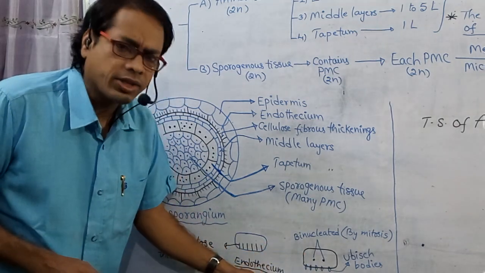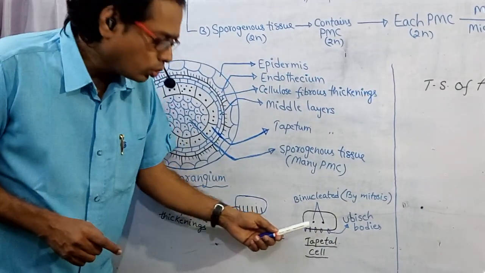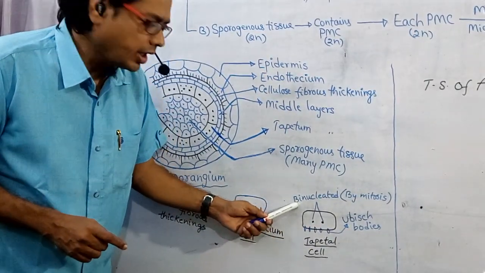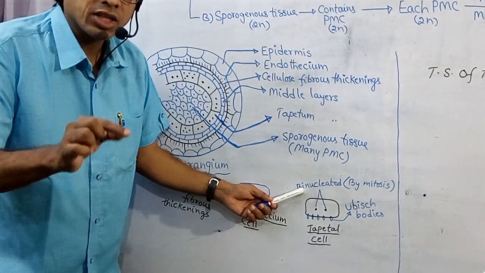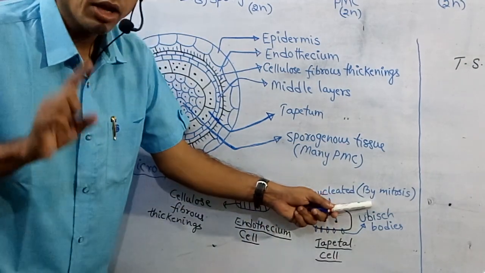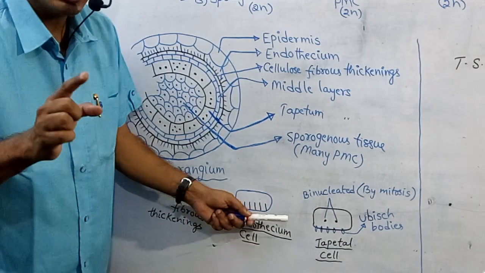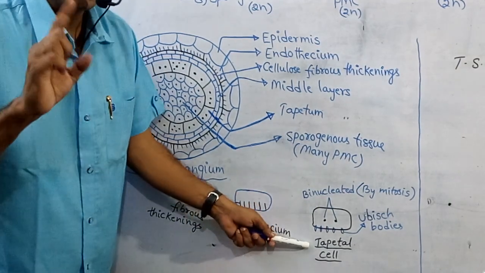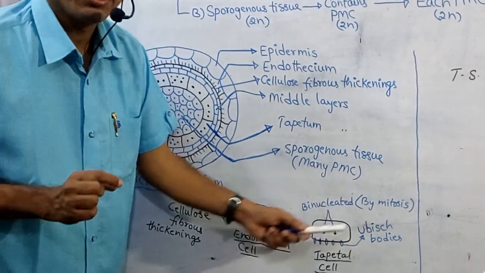Look at this figure, my dear students. This is the tapetal cell. It contains two nuclei. Two nuclei means it is called a binucleated tapetal cell. Which division is responsible for the formation of the binucleated condition? We have to say mitosis. Multinucleated or binucleated condition in tapetal cells is due to mitosis.